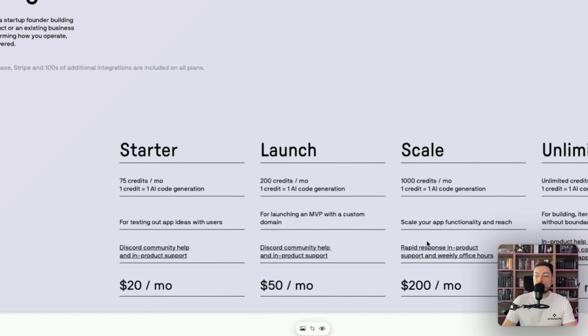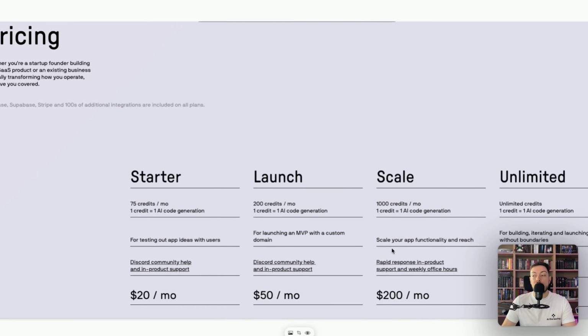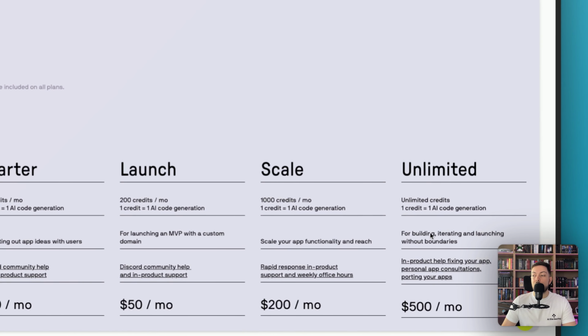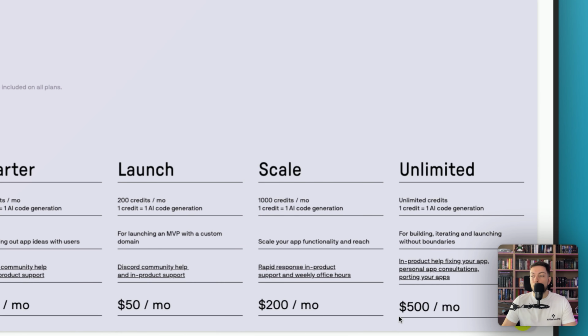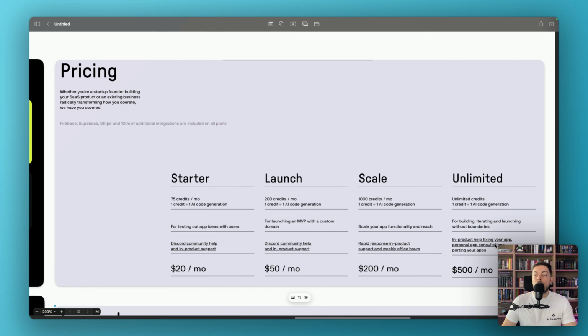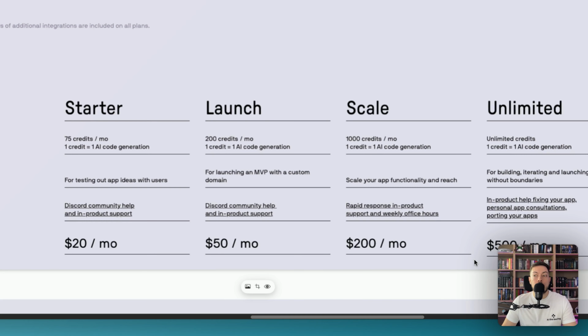And in all of these, you'll see here, you've got a Discord community for both starter and launch. For scale, you have rapid response in product support with weekly office hours, and then obviously unlimited is a little bit more in product, helping fix your app if it gets stuck. So if you are developing something that you want to ship to clients, $200, $500 a month might be worth it. It depends on your budget.